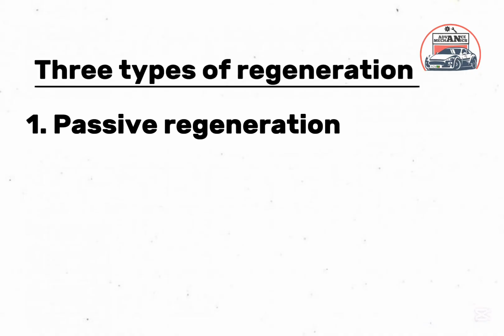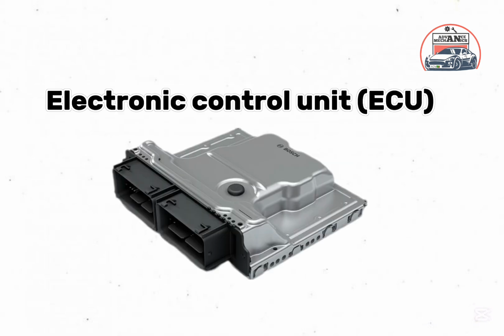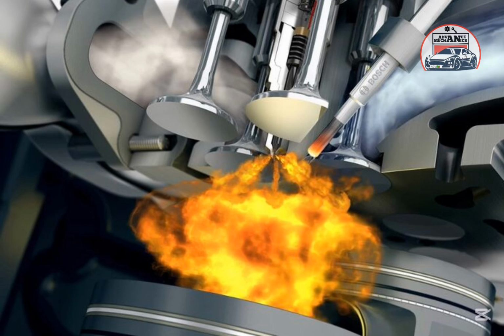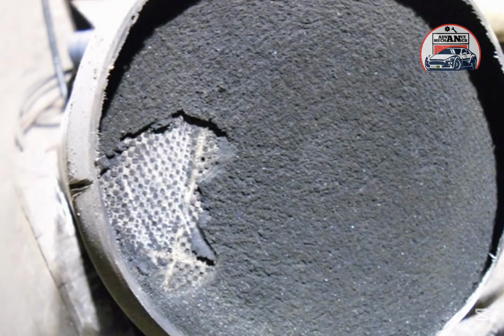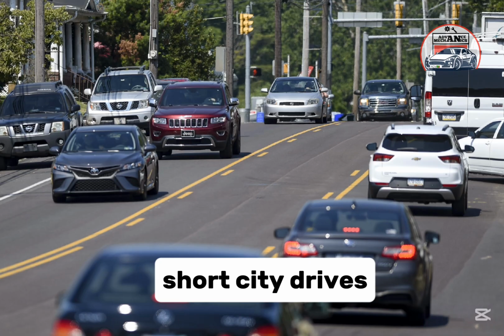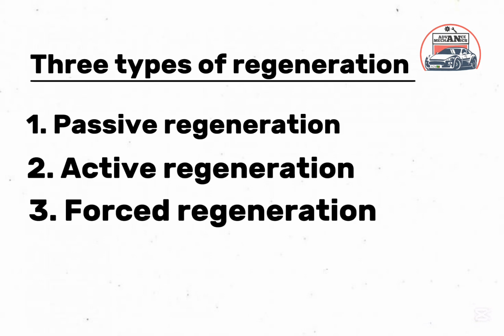The second type of regeneration process is called active regeneration. In this process, the electronic control unit of your car, or ECU, injects more fuel inside the exhaust stream or engine, causing the exhaust temperature to rise, completely burning off the soot. This type of regeneration happens when passive regeneration is not sufficient, and this usually happens when you only take short city drives.